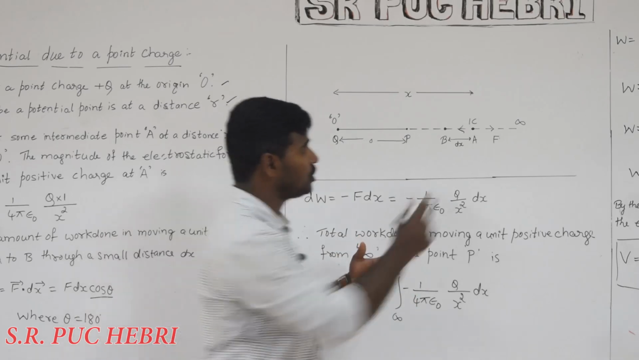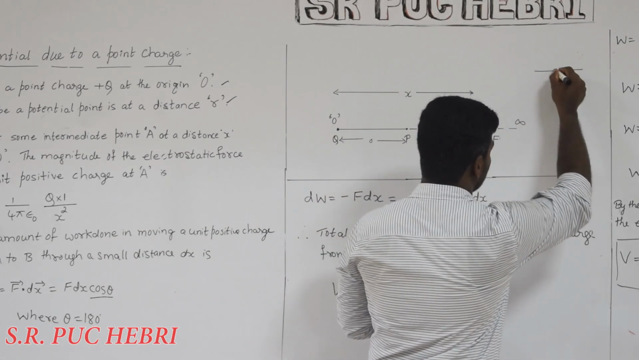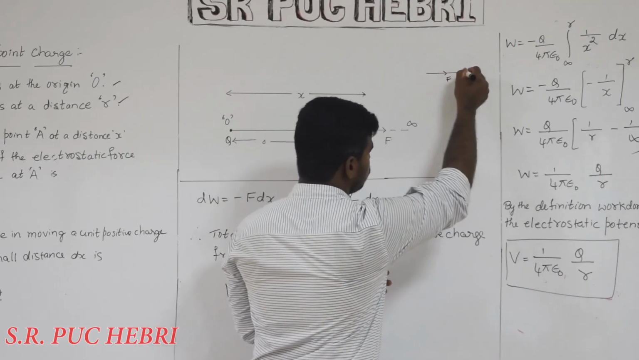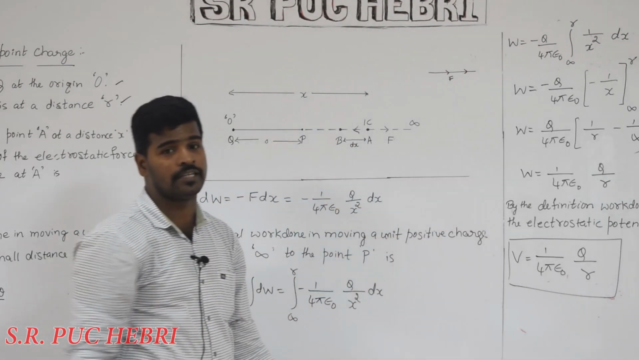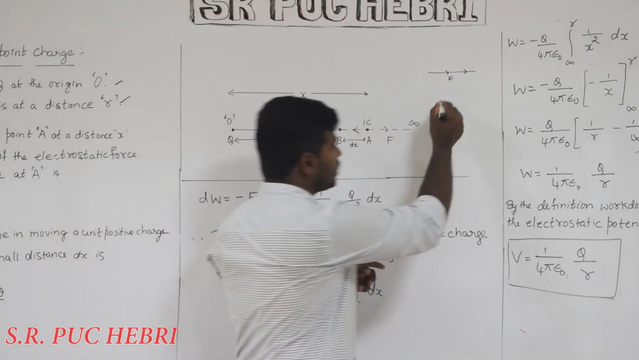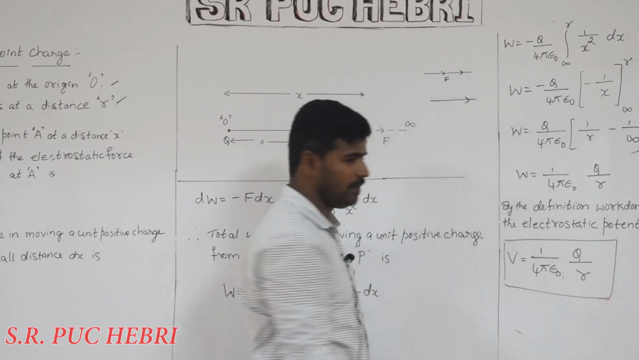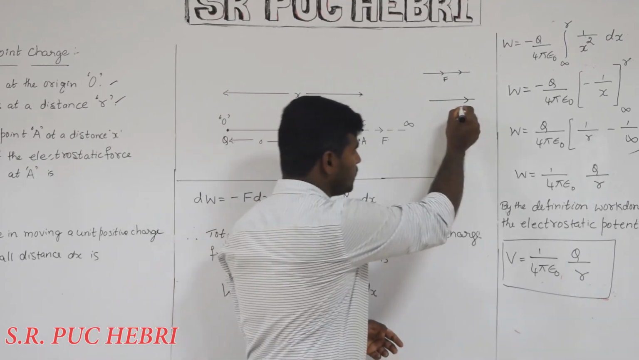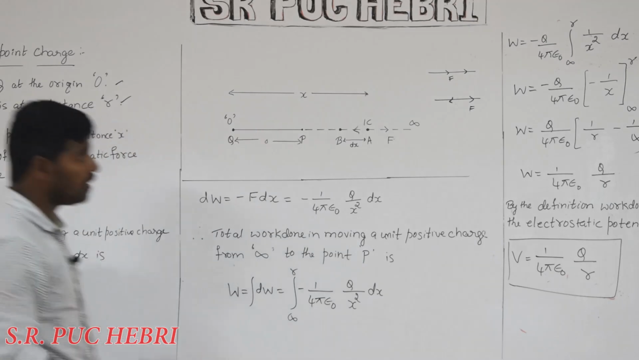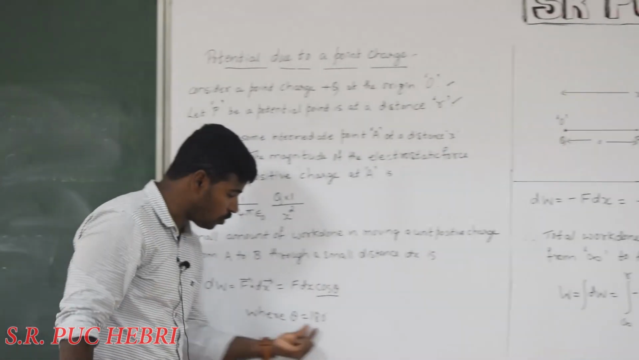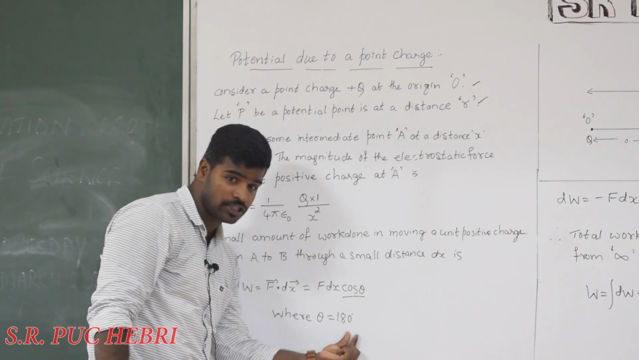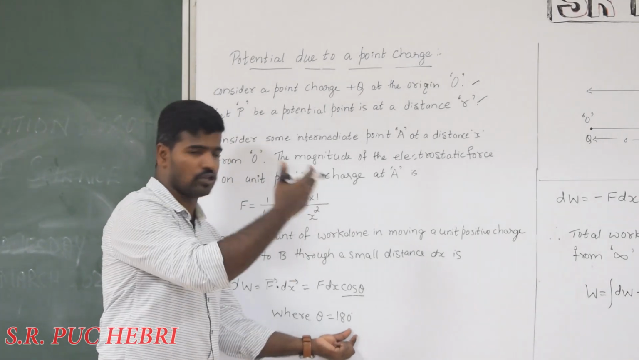Only if both are in the same direction do we write 0. Suppose the electrostatic force is like this and you move the 1 coulomb of charge in the same direction, then the angle theta is equal to 0 degree. But the direction of the force is like this, along OP, and the 1 coulomb of charge is moving opposite to the direction of OP. Therefore the angle between them is theta equal to 180 degree. Very important: theta is equal to 180 since the direction is opposite to the direction of the electrostatic force.